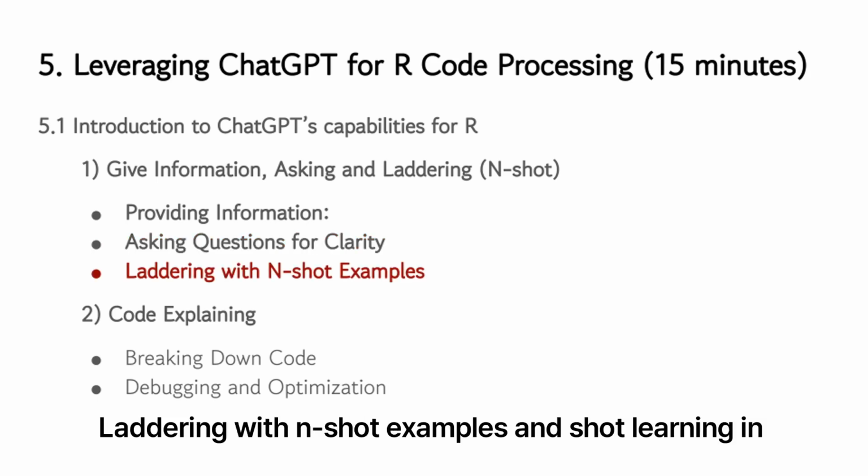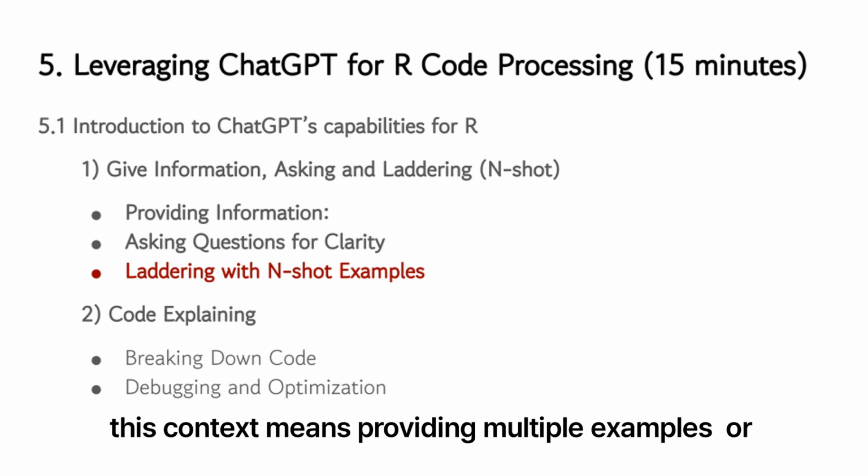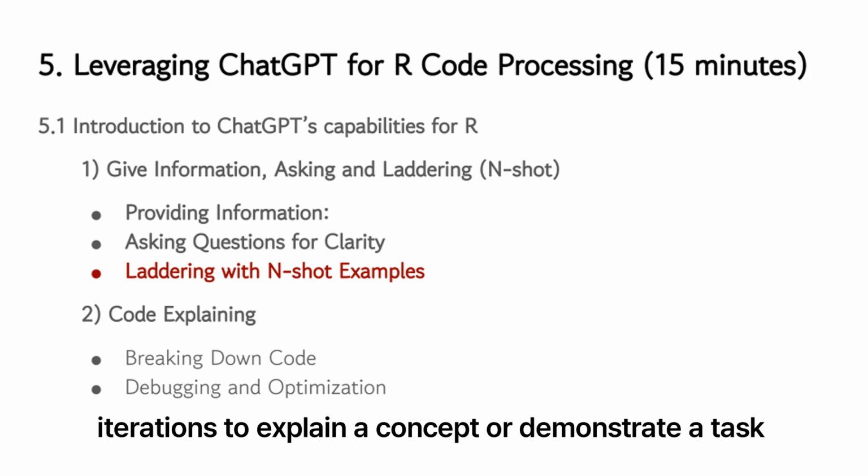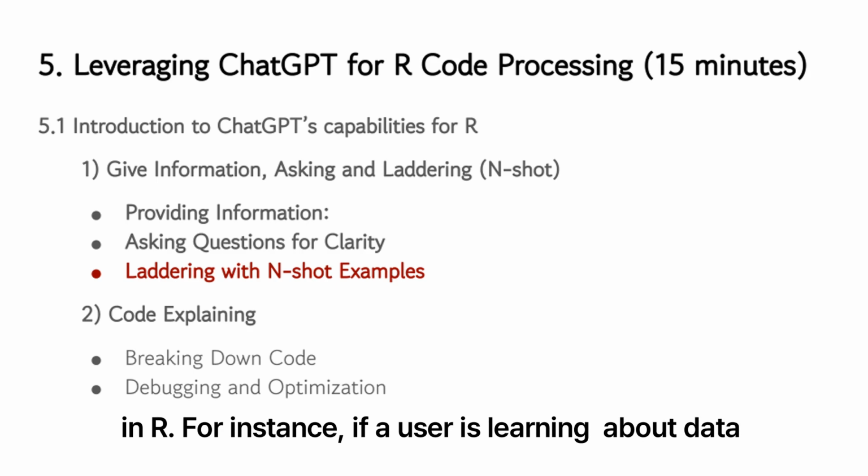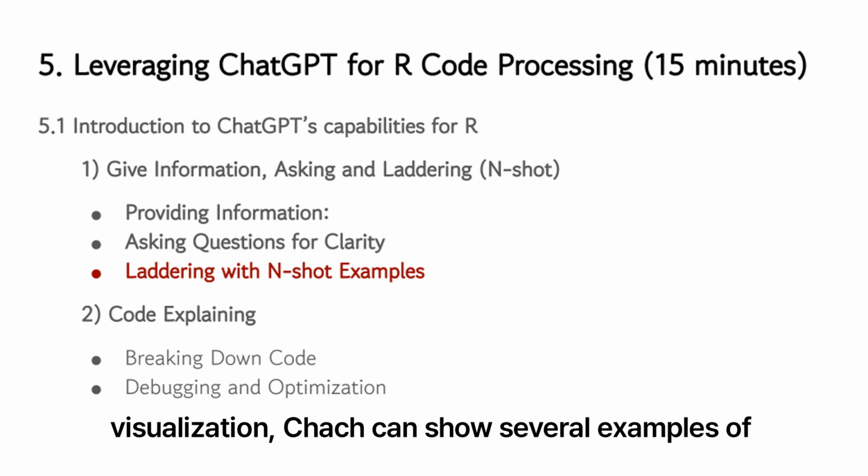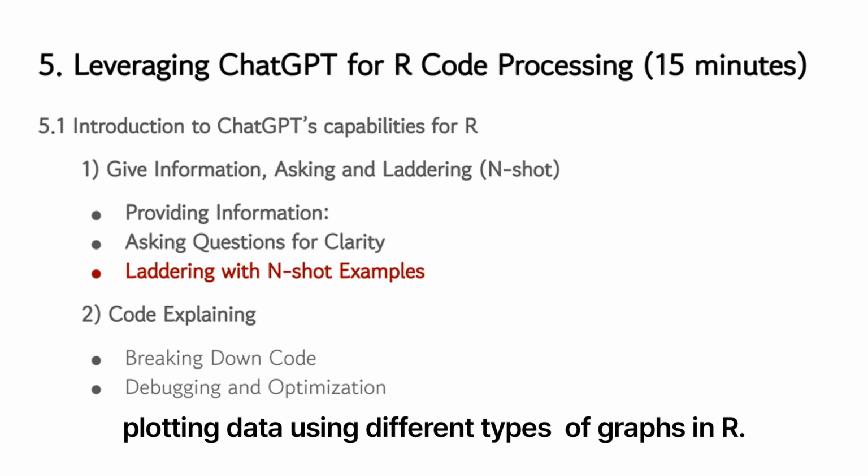Laddering with N-shot examples. N-shot learning in this context means providing multiple examples or iterations to explain a concept or demonstrate a task in R. For instance, if a user is learning about data visualization, Chat can show several examples of plotting data using different types of graphs in R.